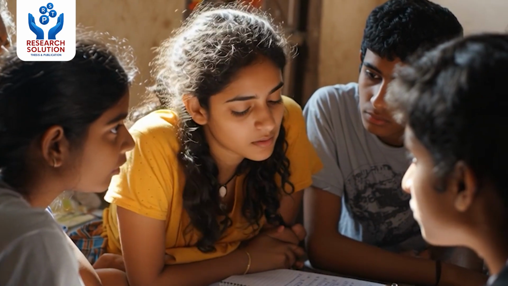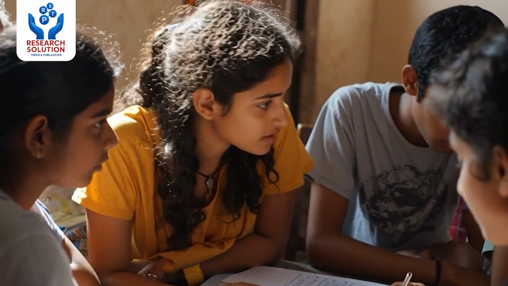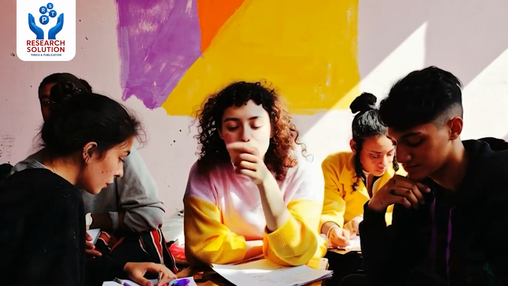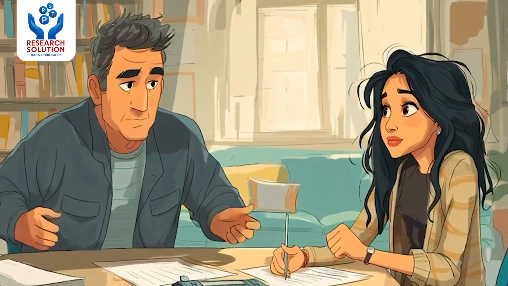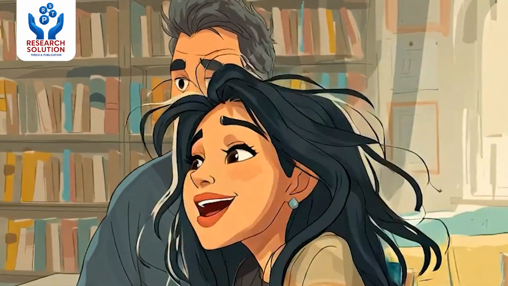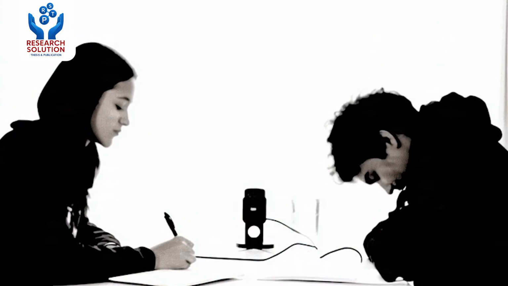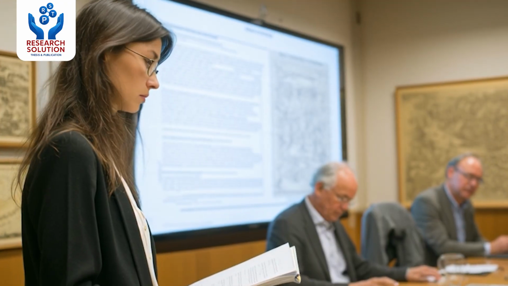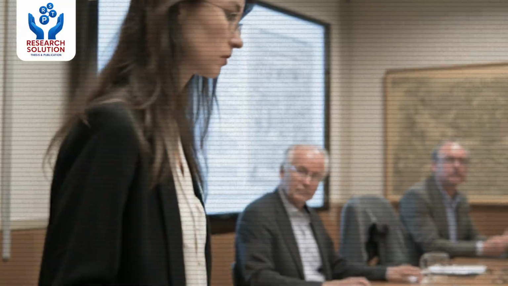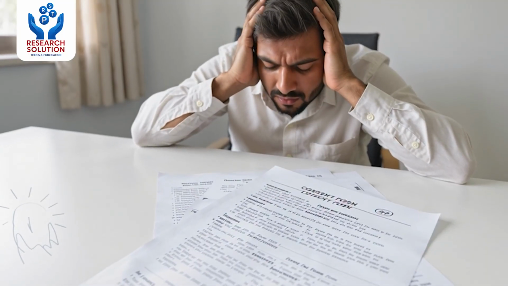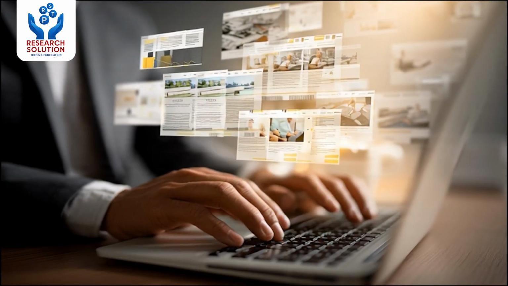Qualitative research focuses on opinions, feelings, and experiences. It does not use numbers mainly, but words and descriptions. For example, instead of counting how many students use online classes, we ask students, "How do you feel about online learning?" Some may say it is convenient, others may say it is stressful or boring. We then analyze their answers to understand their thoughts and emotions.